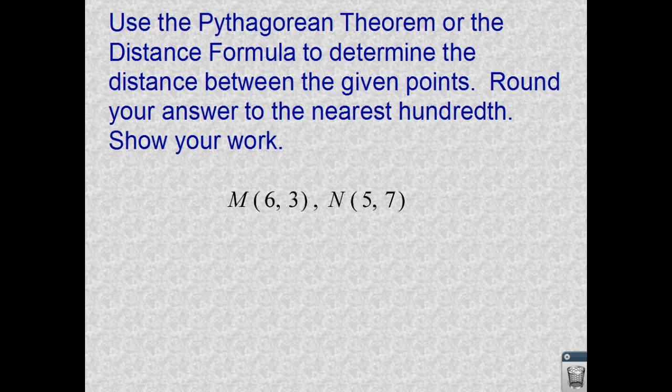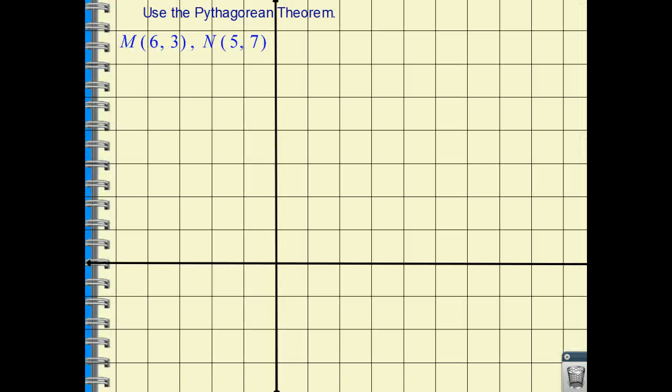So let's just start here with these points M and N. After we run it through the theorem, it also says here that we're going to have to round our answer to the nearest hundredth. So be very careful in the directions as to what they want you to round to. If we're using the Pythagorean theorem, the first thing we do is take these 2 points and plot them on a grid. You'll be given some graph paper, or you have your own graph paper, and we're going to plot these points here.